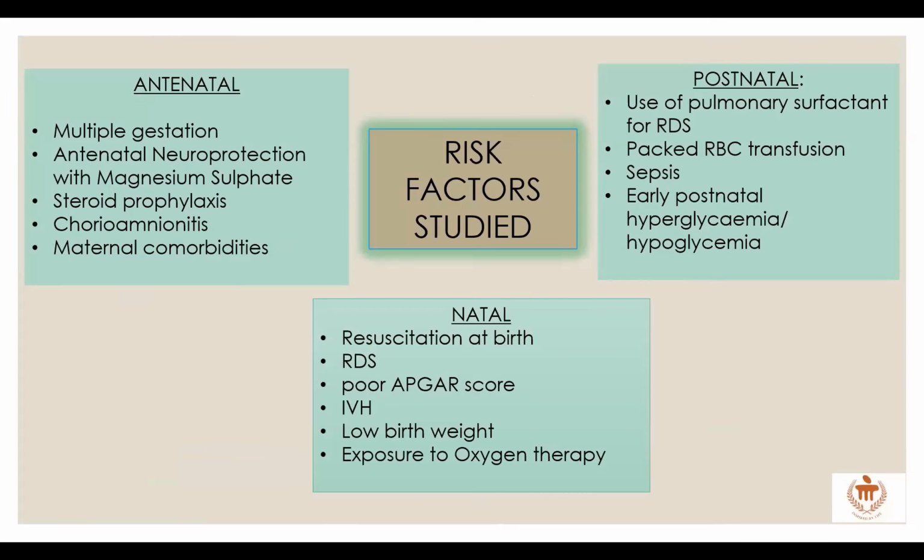The risk factors that we looked at antenatally were multiple gestation, antenatal neuroprotection with magnesium sulfate, steroid prophylaxis, chorioamnionitis, and maternal comorbidities. Natal risk factors were resuscitation at birth, respiratory distress syndrome, a poor Apgar score, presence of intraventricular hemorrhage, low birth weight, and exposure to oxygen therapy. Postnatal risk factors were the use of pulmonary surfactant for respiratory distress syndrome, packed RBC transfusion, presence of sepsis, and presence of early postnatal hypo or hyperglycemia.